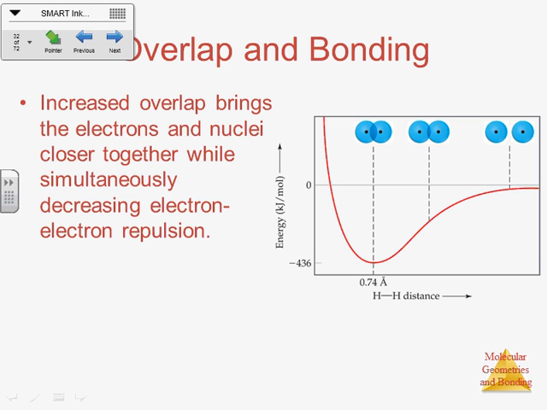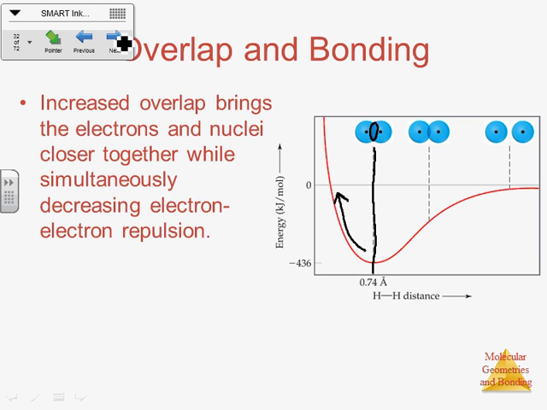If you look at this, there's a sweet spot right here at 0.74 angstroms, where an angstrom is 1 × 10⁻¹⁰ meters. It's the ideal spot where the electrons being shared in the middle are attracted to each of the nuclei, but the nuclei aren't so close together that they're pushing each other apart. If you get any closer than that with the two atoms, it's no longer energetically favorable.